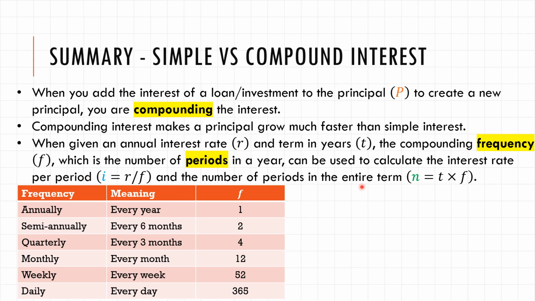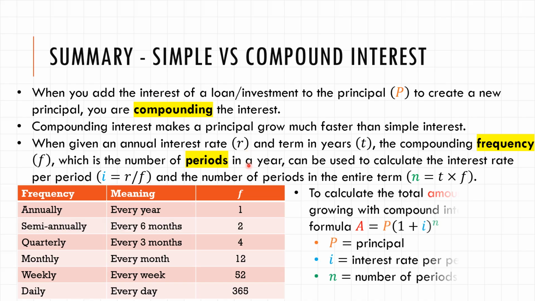If we want to find out how many periods there are in the entire term, just like we took 10 and multiplied it by 2 to get 20 periods in 10 years, we'll use the variable n for the number of periods. We can take the term, the number of years, and multiply it by f, because f is the number of periods per year. So if 1 year has 4 periods and we're doing this for 15 years, 4 periods per year times 15 years would give you 60 periods in the entire term. And each period has its own interest rate that's different from the annual interest rate.